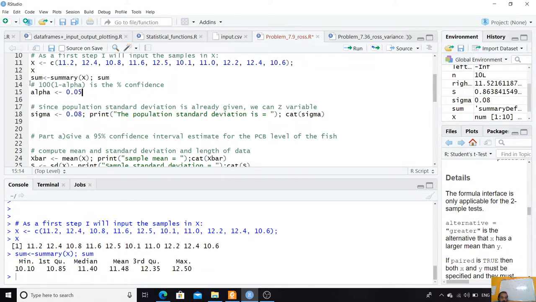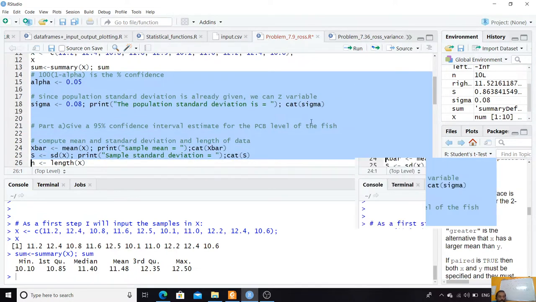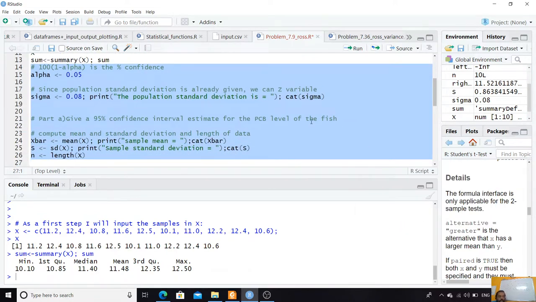So let's define alpha. And this is sigma, which is the population standard deviation. You can use these print commands and so on. Then the command for finding the mean, although you know from here that the summary already gave you the mean, but you have a command called mean, standard deviation is SD, variance is VAR. So it's very, very intuitive.